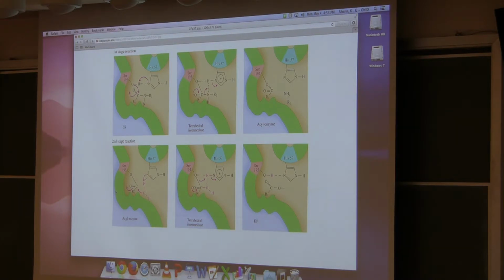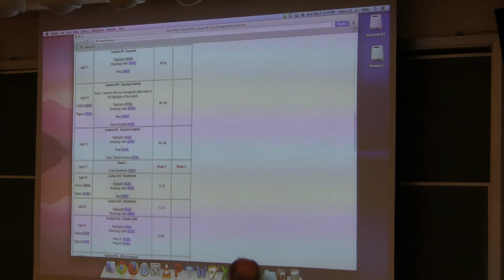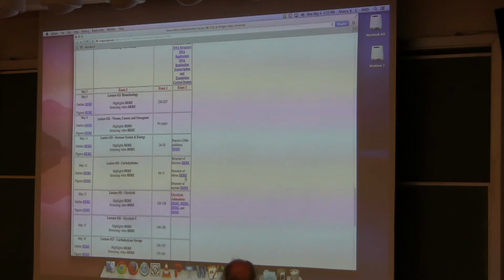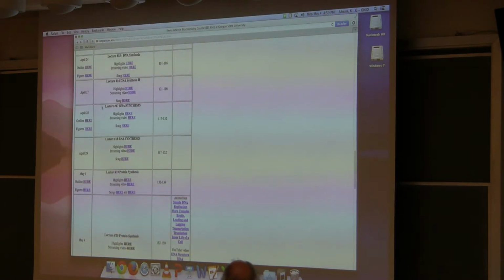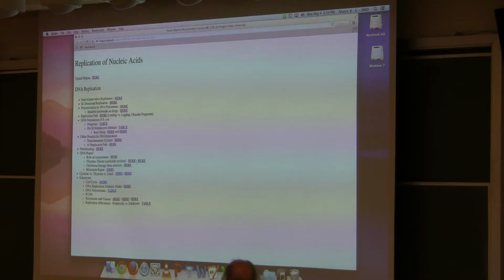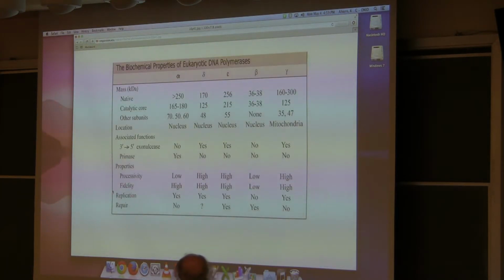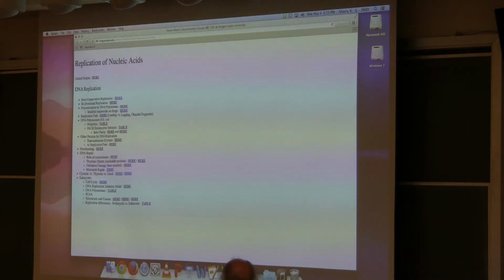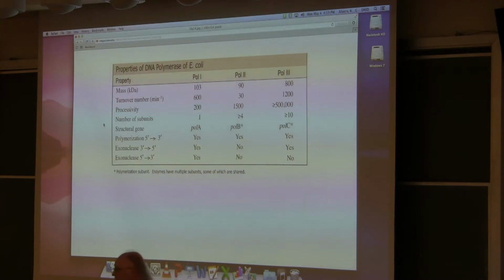Exonucleases on a DNA polymerase, certainly. DNA polymerase. All right, if we look at DNA polymerases, those are eukaryotic. There's what we've talked about.